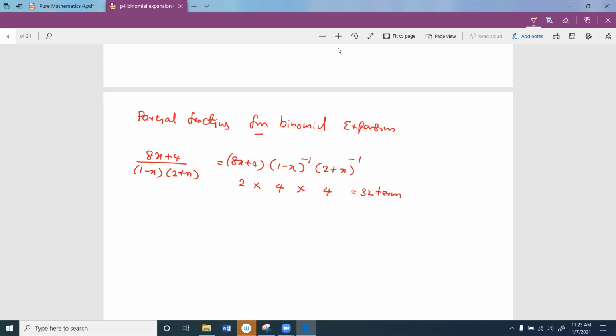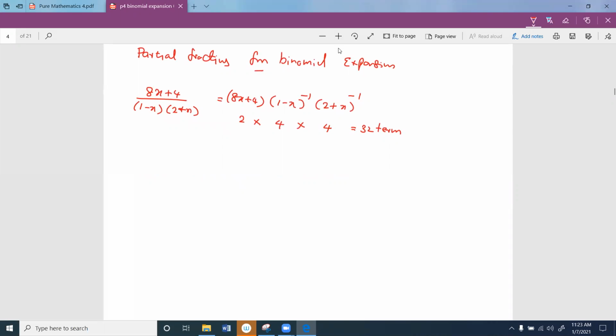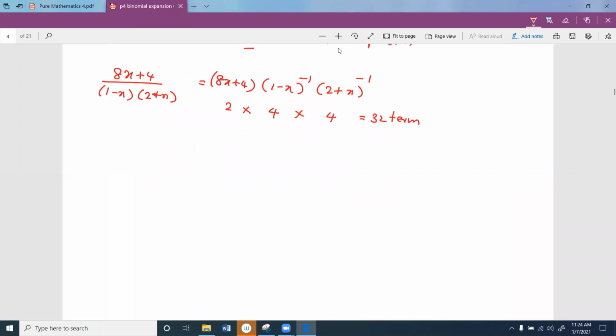That is why, in this kind of situation, we use partial fractions to obtain the answer for the binomial expansion. This is the way of doing it. Initially, you can do the partial fraction for 8x plus 4 over (1 minus x)(2 plus x). So I write it as a over 1 minus x plus b over 2 plus x. Hope you can remember how we get this. Then you can say 8x plus 4 equals a times (2 plus x) plus b times (1 minus x).